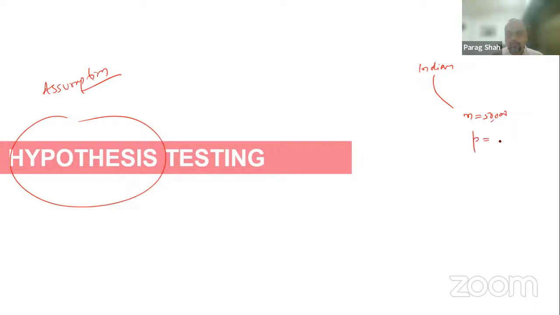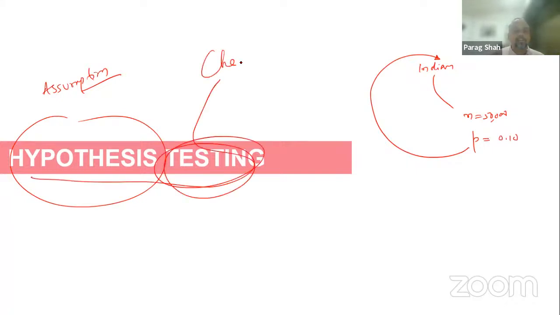We got a small proportion of 10%. Then we are assuming it, isn't it? Then we are assuming that the same answer will be for the population. So that is our assumption. We want to check our assumption. That is why it is called hypothesis testing. Testing means checking.